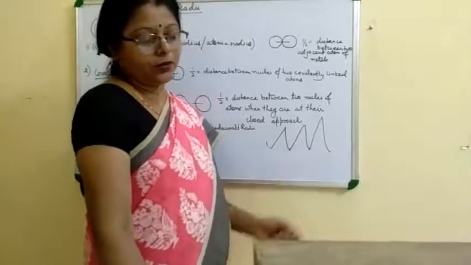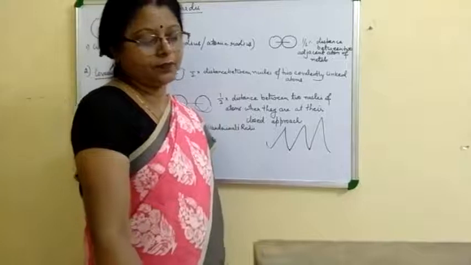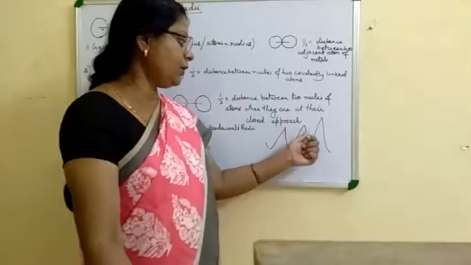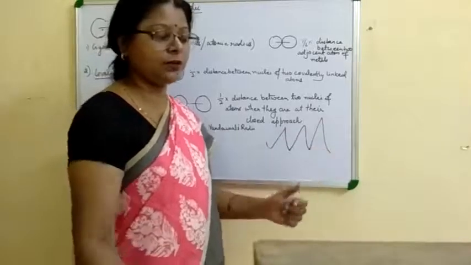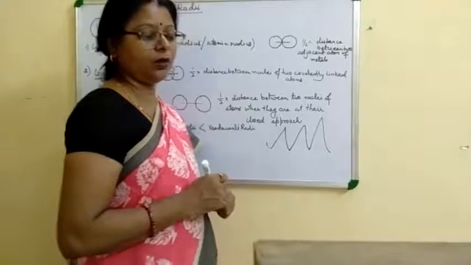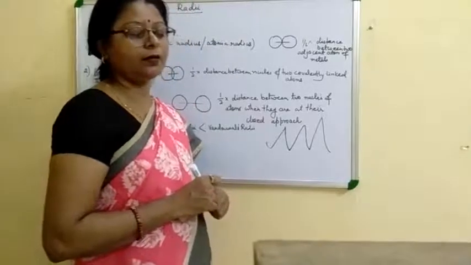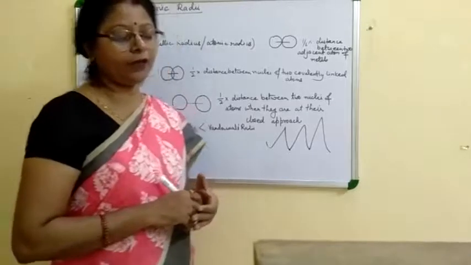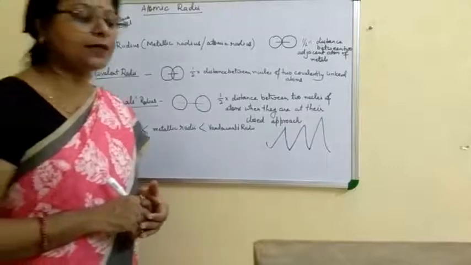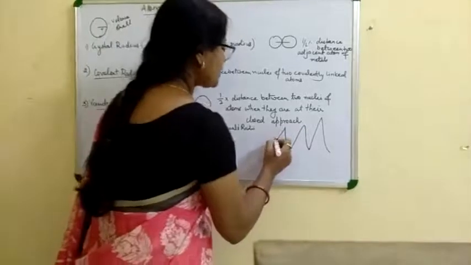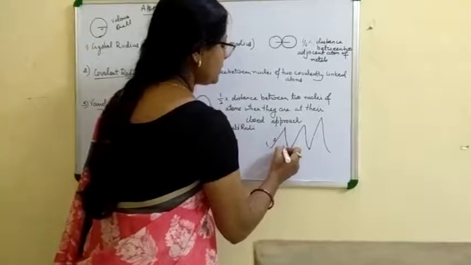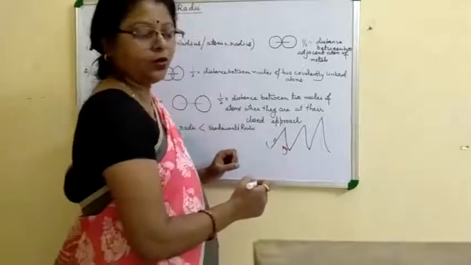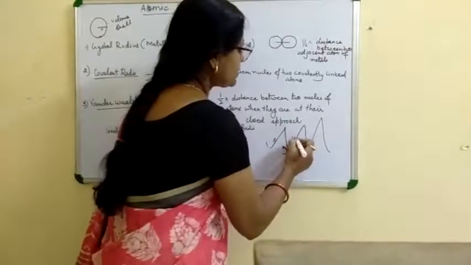The electropositive elements are present on the descending slope, and electronegative elements occupy the ascending slope. Like fluorine is present here, magnesium is present here. Means electronegative elements are present on the ascending slope.